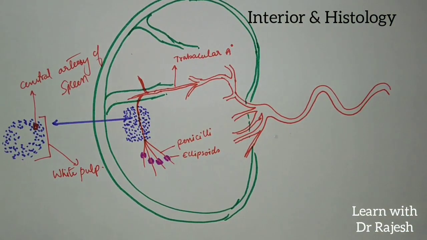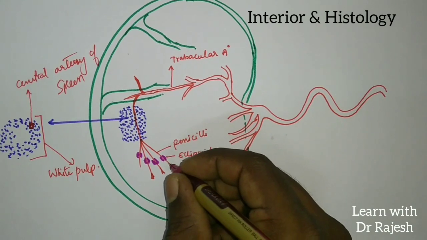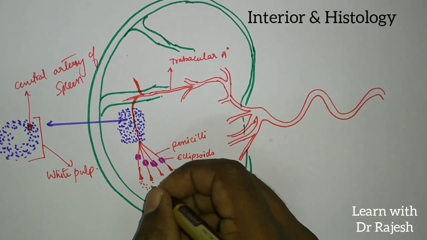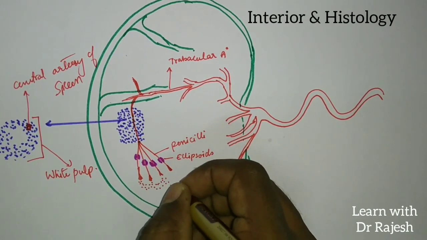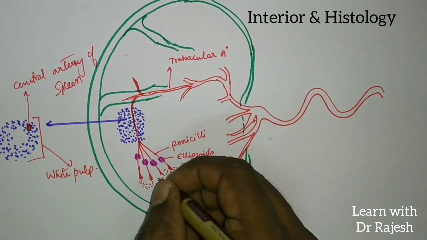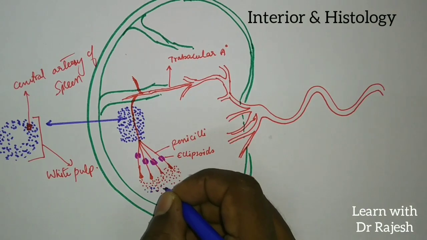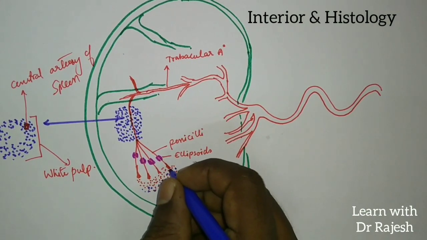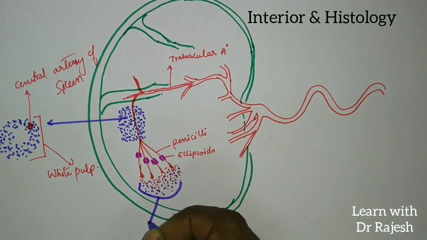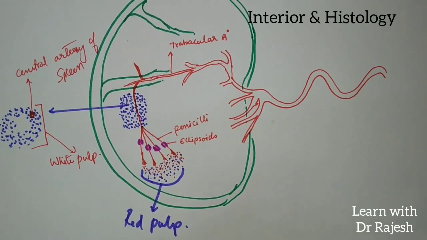At last, these penicilli end as a dilated part called the ampulla, where the blood will be in direct contact with the surrounding lymphocytes. After this ampullary region, the blood cells will be in direct contact with the lymphocytes, and this region is called the red pulp.